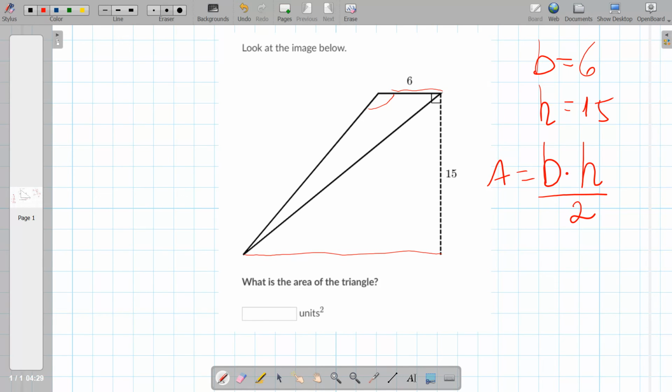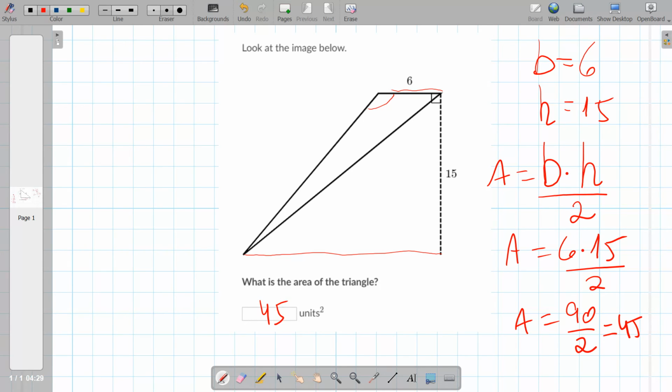So we know that the area of the triangle is the base times the height divided by 2. So now we calculate. So the area is 6 times 15 divided by 2. 6 times 15. 6 times 10 is 60. And 6 times 5 is 30. So 6 times 15 is 90. 90 divided by 2 is 45. So the area of the triangle is 45.